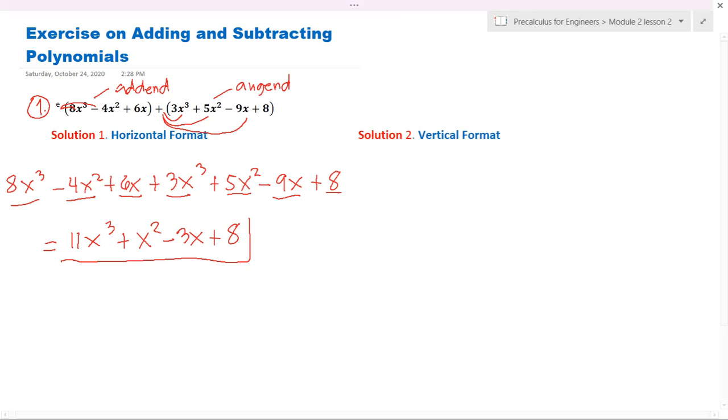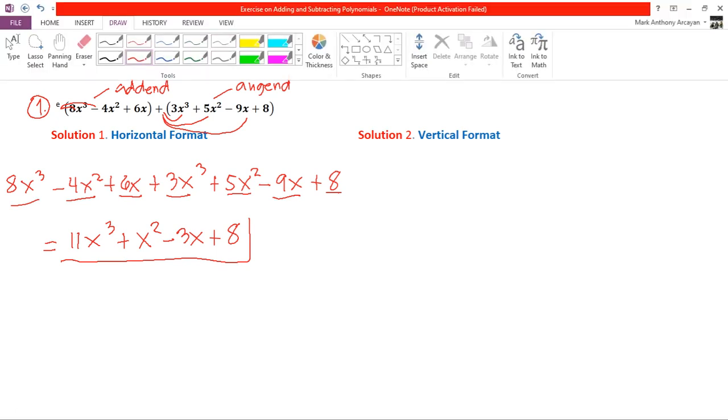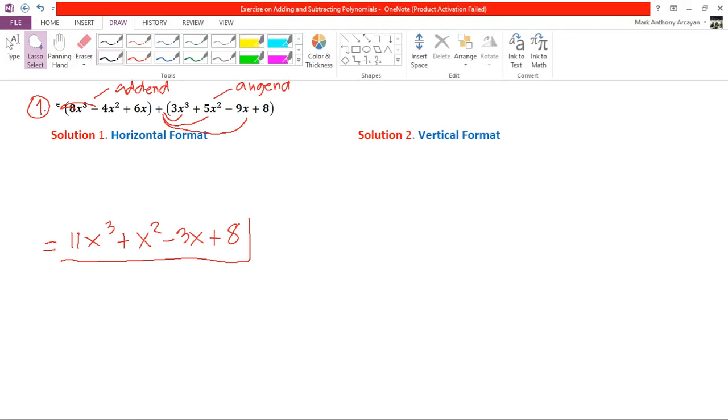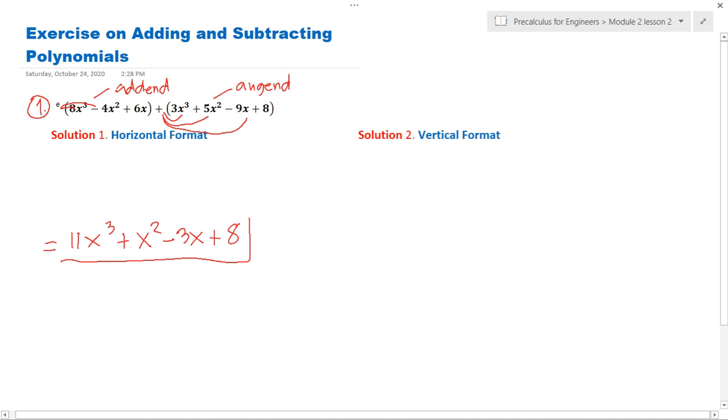How about in vertical format? So let's erase this first so that our pen won't get in the way. Okay, so for the vertical format, remember your elementary or high school days of adding numbers. Let's say we have 24 plus 42 aligned. So 4 plus 2 is 6, 2 plus 4 is 6. So that's all. You just align them.